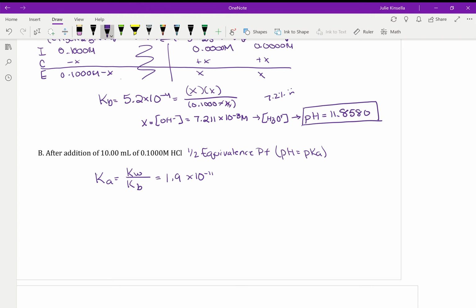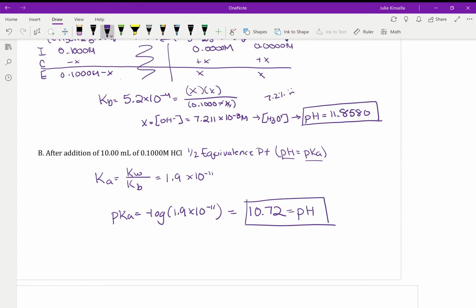So then from there, we can take the negative log of that, so our pKa, which would be the negative log of 1.9 times 10 to the negative 11. That ends up equaling 10.72. And then because it's at the half equivalence point, our pH is equal to the pKa. So that would also be equal to our pH. All right, so that would be the half equivalence point. Again, it's just an extra step because of the fact that we're working with our Kb.